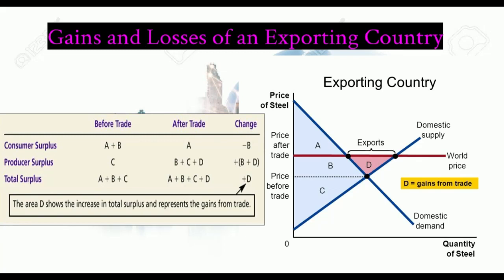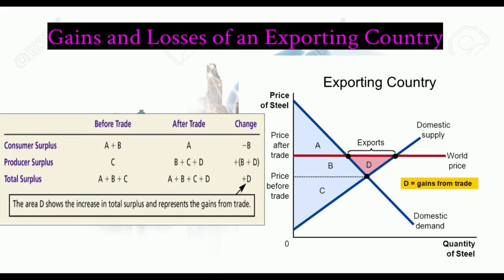Talking about producer surplus, earlier the producer surplus was the area above the supply curve and below the price line, that was only C. But now after the trade is allowed, at a new price, the producer surplus is the area B plus C plus D, and the change in producer surplus is plus B plus D. That is, the producer gains B plus D units.